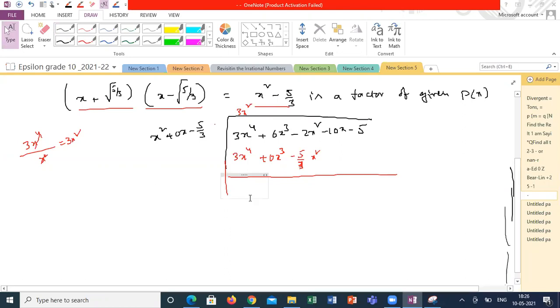What is the quotient, guys? 3x square plus 6x plus 3, sir. Yes. If I take 3 common, x square plus 2x plus 1. So this will be 3 into x plus 1 into x plus 1, correct?